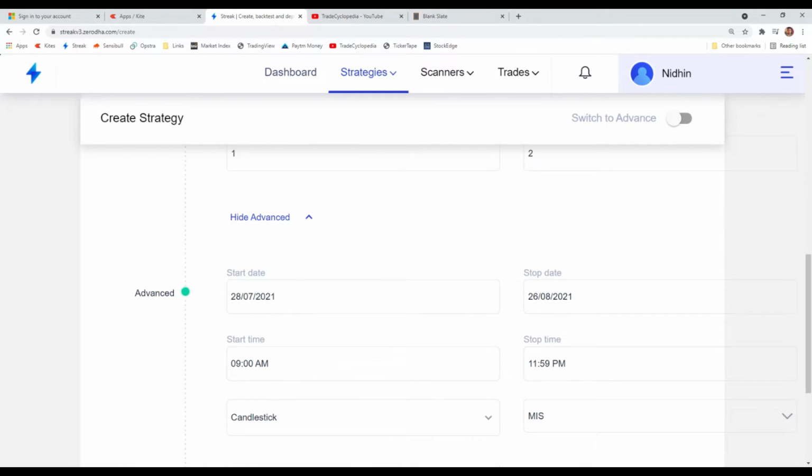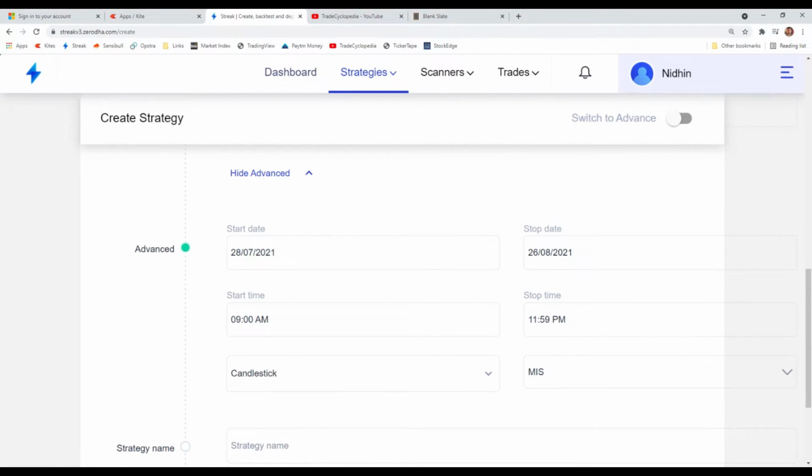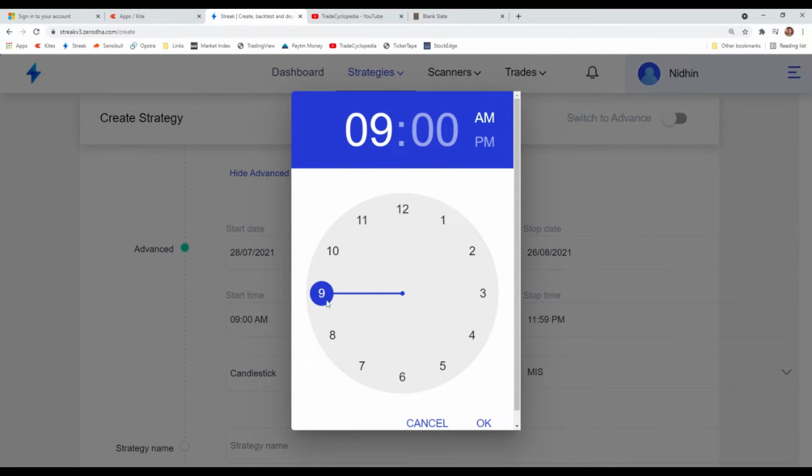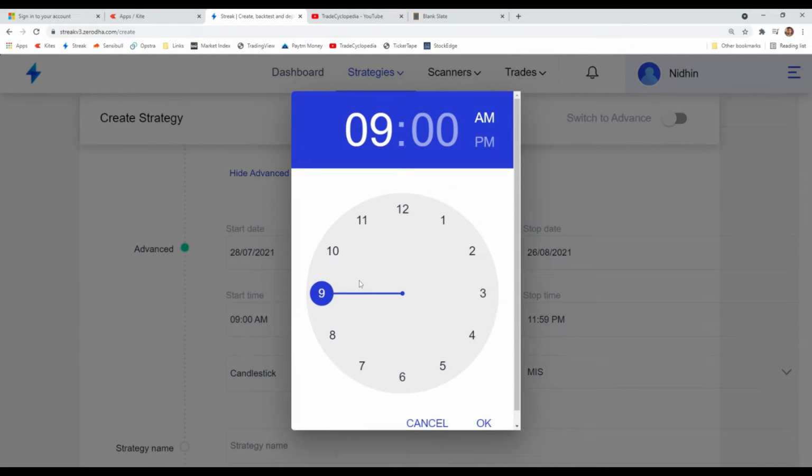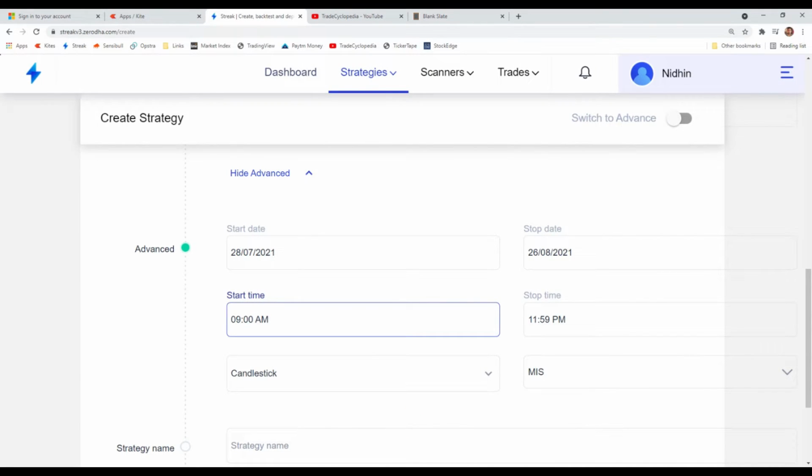And show advanced I can select, and let the start time and stop time be anything. Like what happens if I am specifying start time like 10 a.m. here, then this strategy will be applicable only after 10 a.m. Because if Tata Motors price reaches somewhere around 290 by 9:30 a.m., it will not take an entry. It will take an entry by 10 a.m. only. So this is a strategy start time, and this is a stop time.